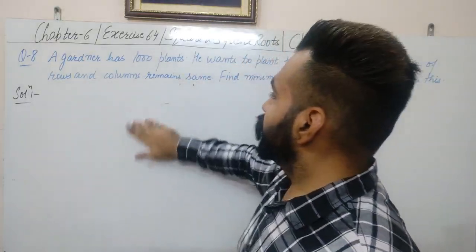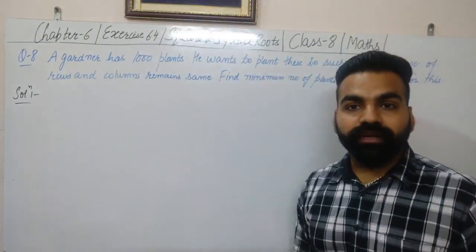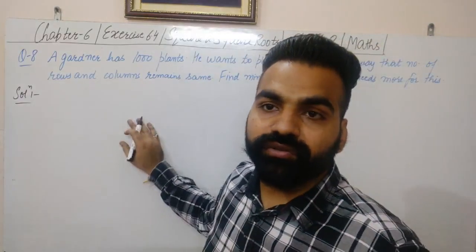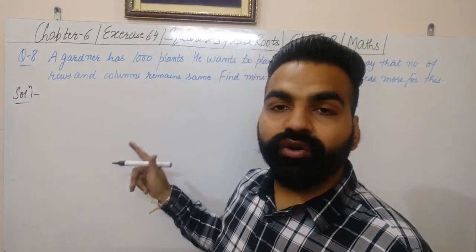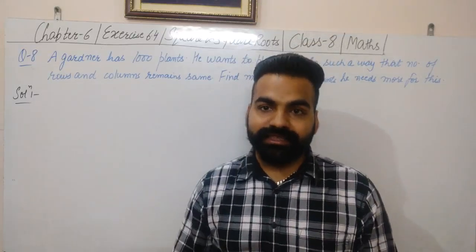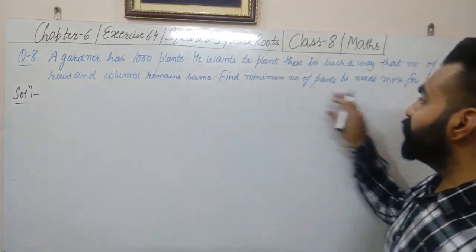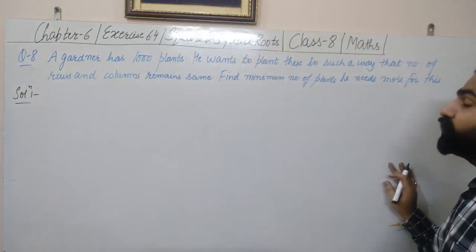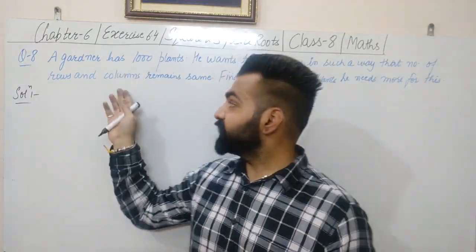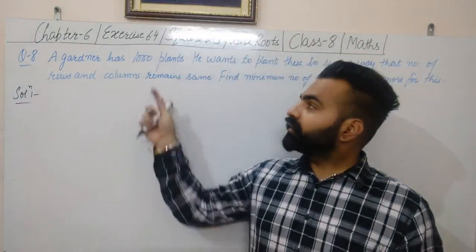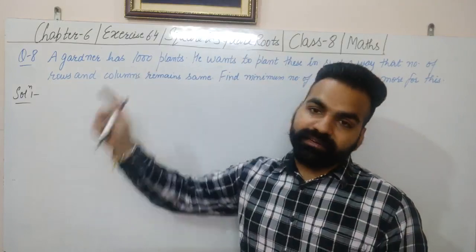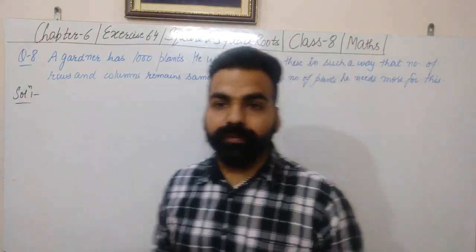Now the rows and columns should be the same. So if there are x number of rows, then the number of columns should also be x, and total plants will be equal to x multiply x, that is x square. Find the minimum number of plants he needs more for this. So if he has to put these 1,000 plants in the same number of rows and columns, then the given number should be a perfect square. But we can see that 1,000 is not a perfect square.